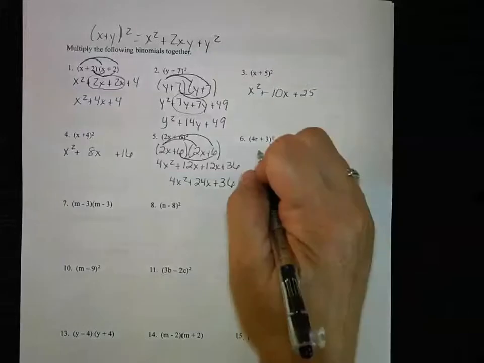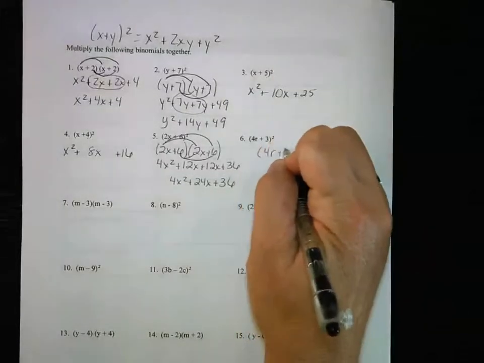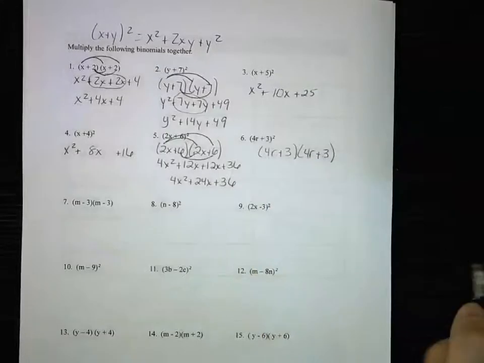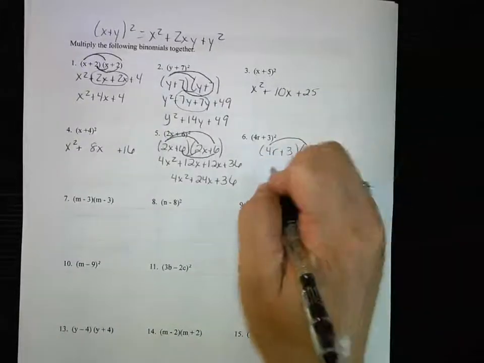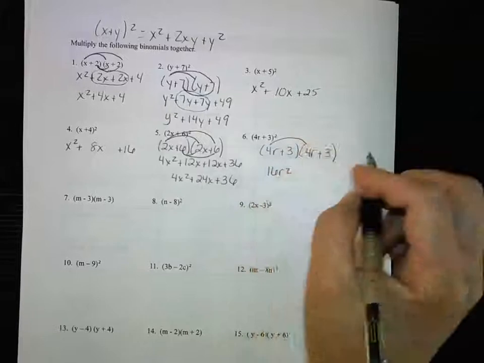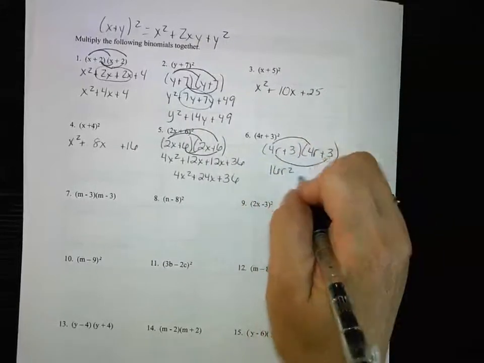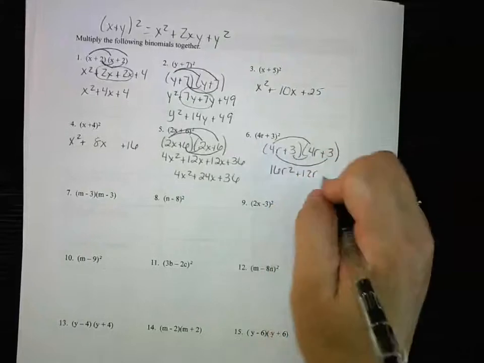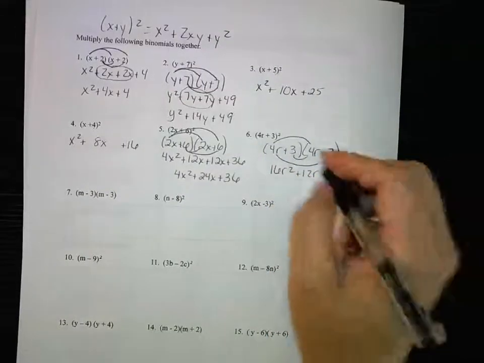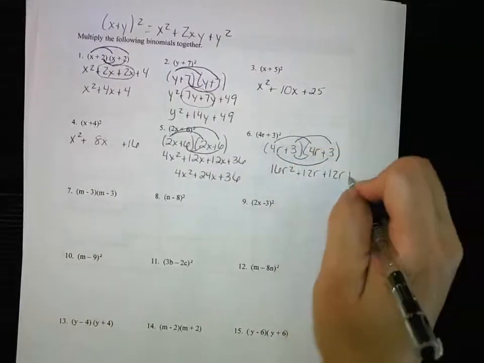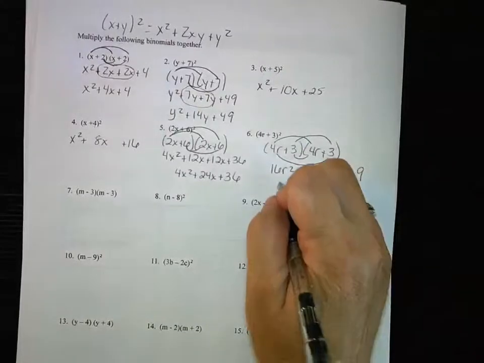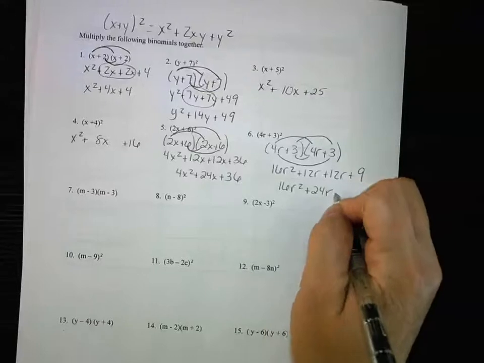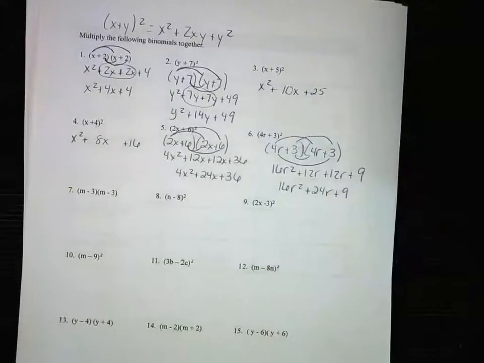Number 6, again, write it out as 4r plus 3 times 4r plus 3. First will be 16r squared. Outside is 12r. Inside is 12r, and then last is 9. So you end up with 16r squared plus 24r plus 9.